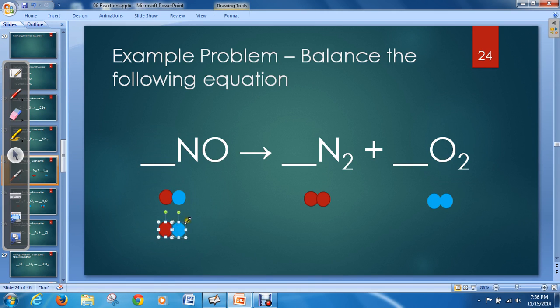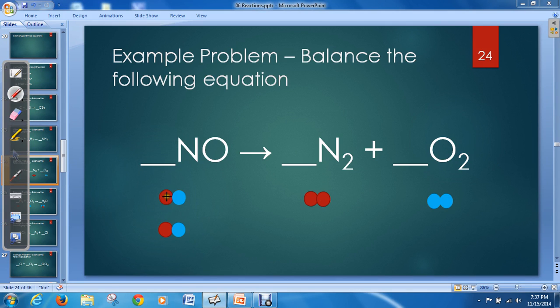Now let's count the dots. We have two reds on this side, two reds on this side. That's balanced. We got two blues on this side and two blues on that side. That's balanced. So now we have our balanced equation. There's the same amount of reds and blues, or the same amount of nitrogens and oxygens, on both sides of this equation. Now let's balance this equation based on what we drew out.